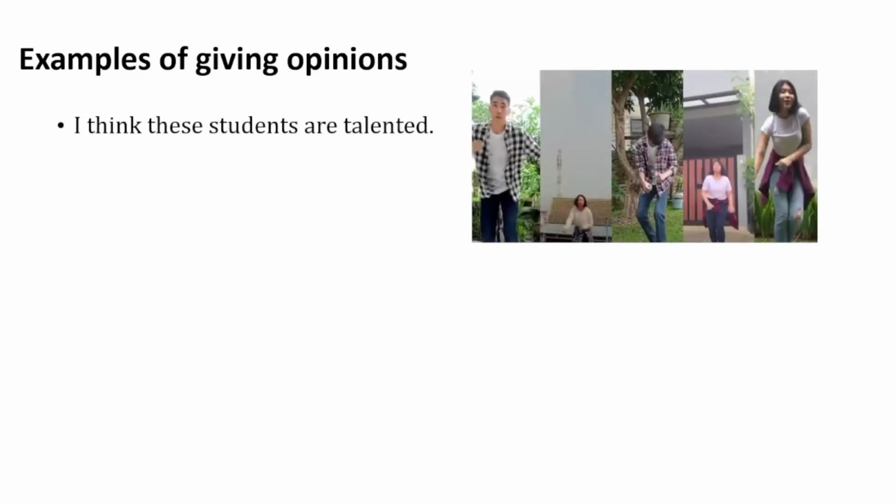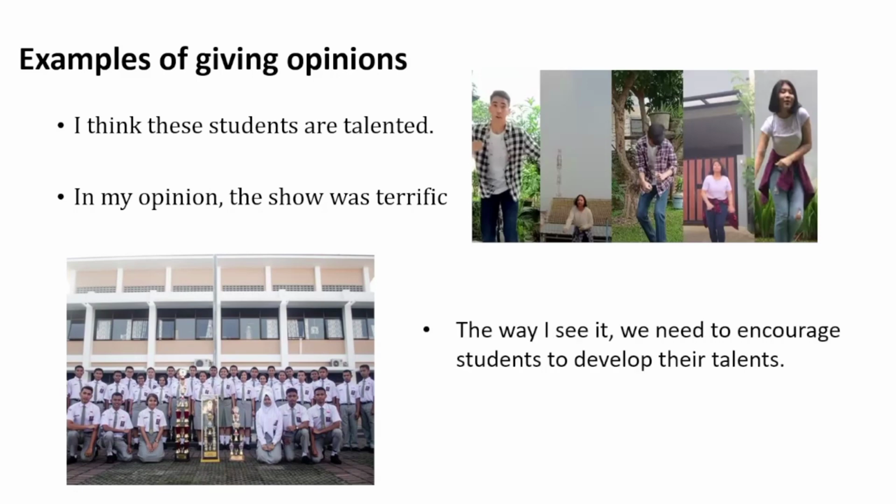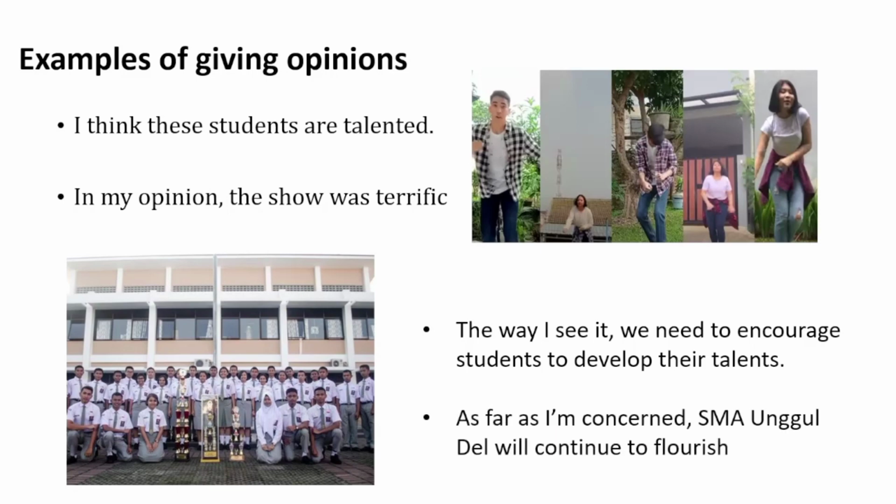Now let's look at the examples of giving opinions. I think the students are talented. In my opinion, the show was terrific. Here we have I think and in my opinion. More examples. The way I see it, we need to encourage students to develop their talents. Second, as far as I'm concerned, SMA Unggul Del will continue to flourish. Here we have the way I see it and as far as I'm concerned. Instead of saying I think all the time, you can use other expressions. Sounds smarter, of course.